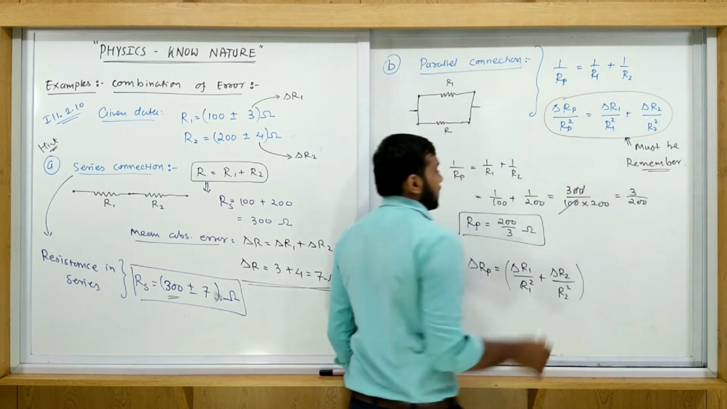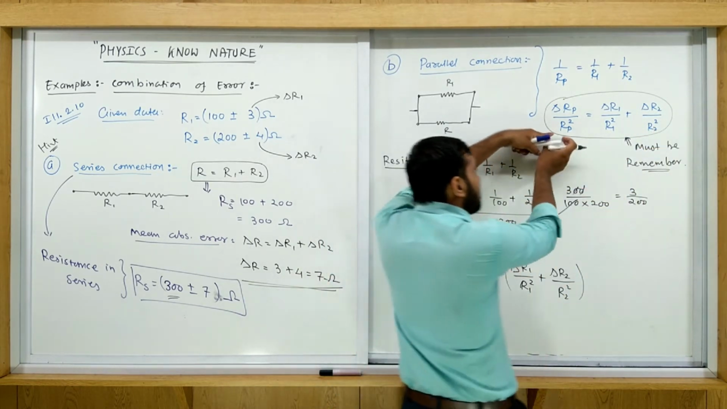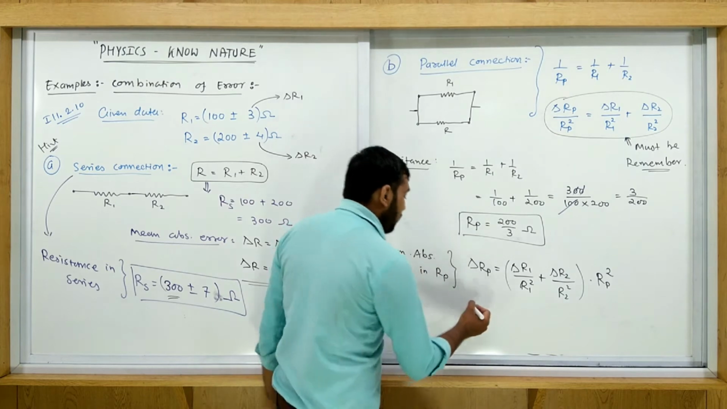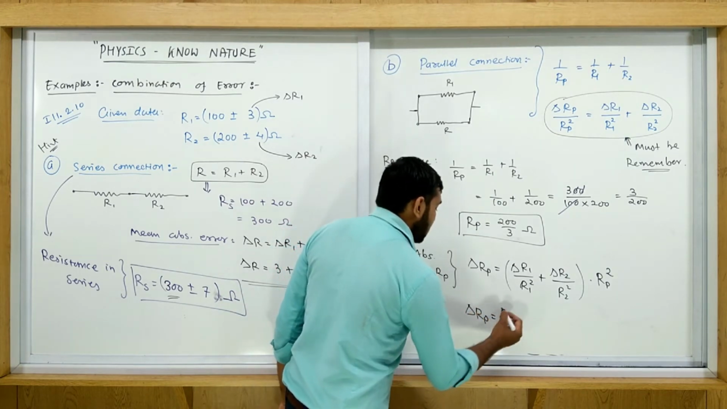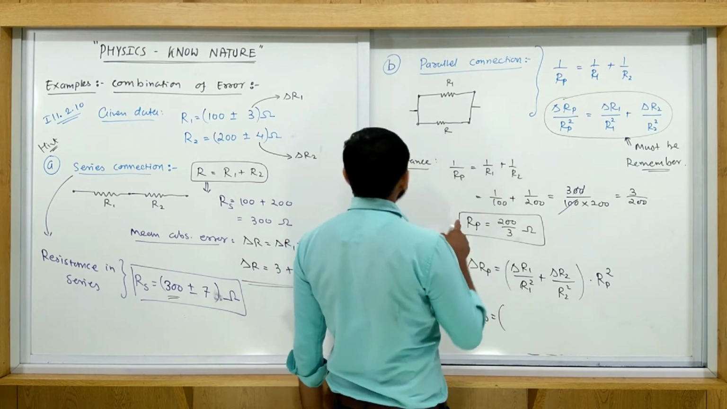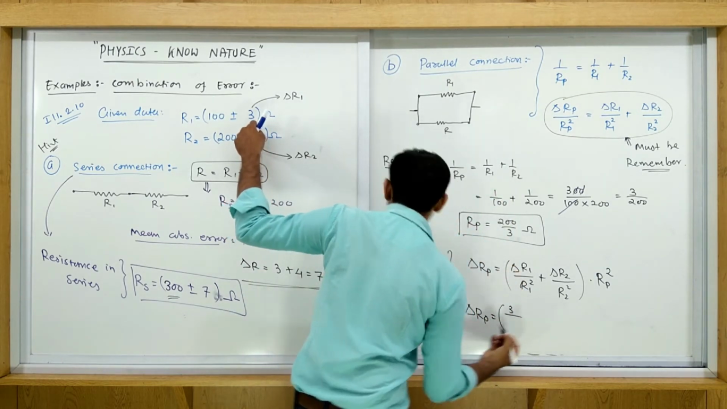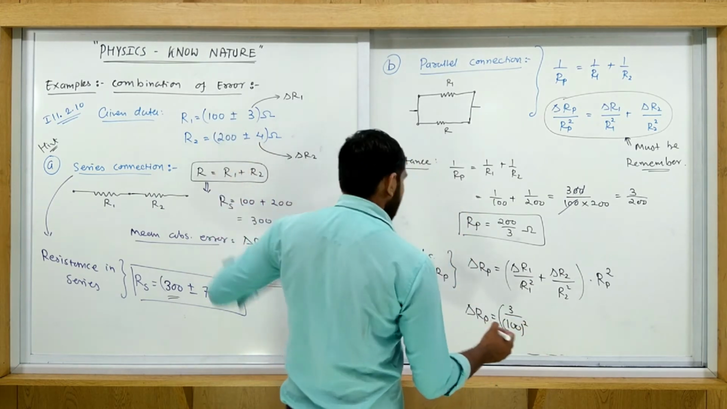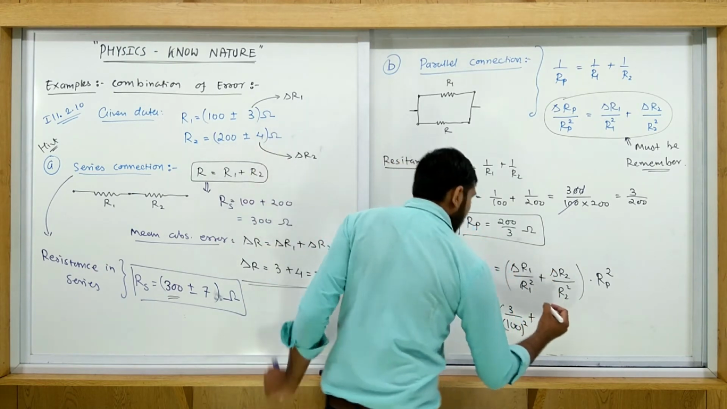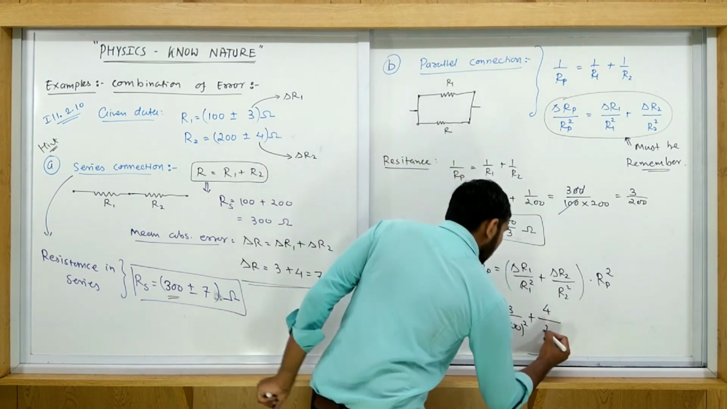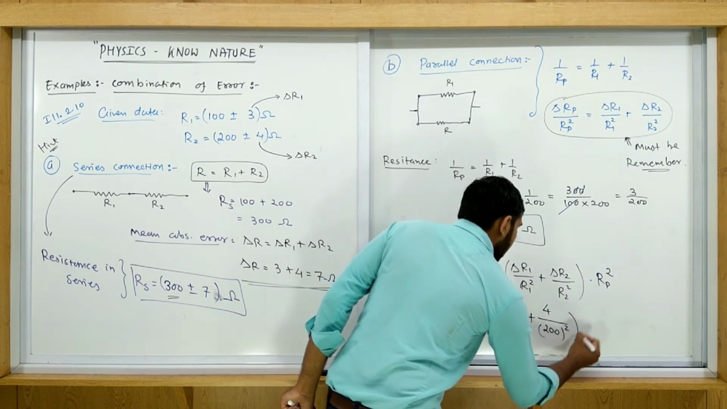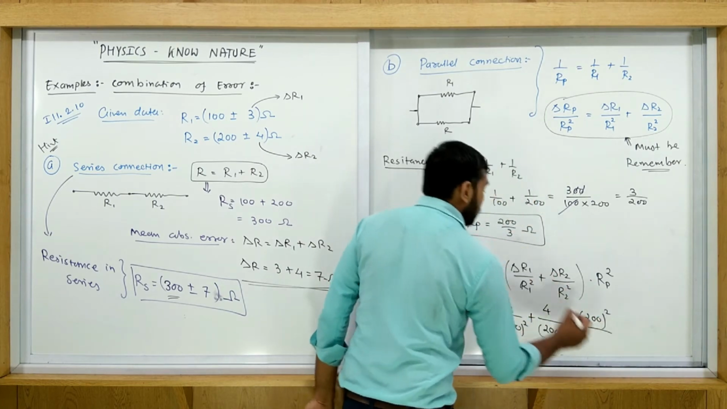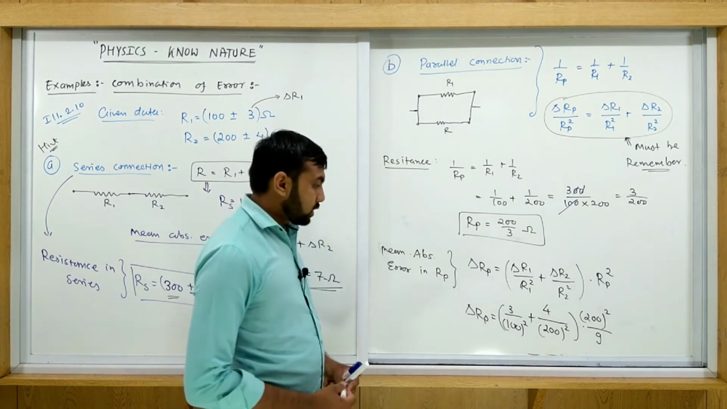square comes here in a multiplication. Right now here it is in the denominator. If this term comes here, it comes into the multiplication. So Rp square. Put in all the values. So delta Rp is equal to delta R1, which is 3, upon R1 square, 100 square, plus delta R2, which is 4, upon 200 square, into Rp square, which is 200 square upon 3 square, and 3 square means 9.